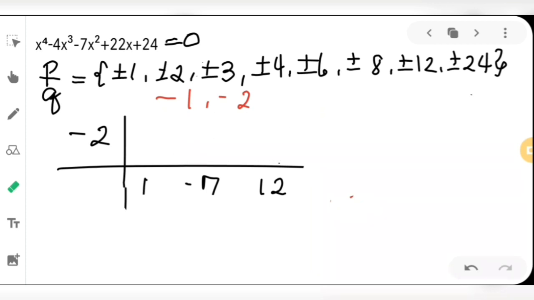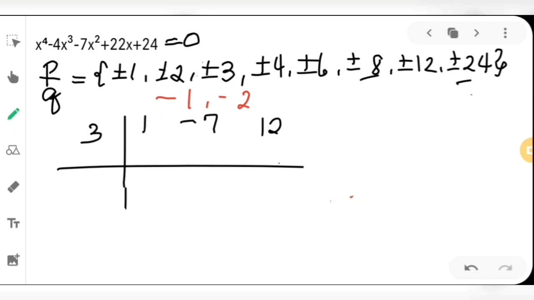Now we are going to try another number. Let us copy first the numerical coefficients of the quotient. So let us try 3. I will not try 8 and 24 because they are not factors of 12. So I am going to cancel these two.